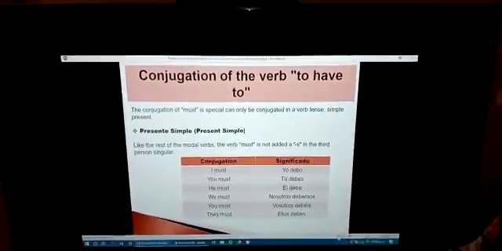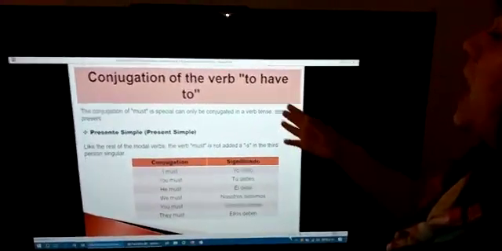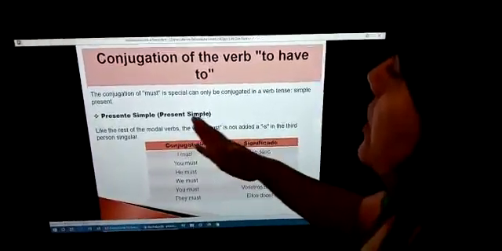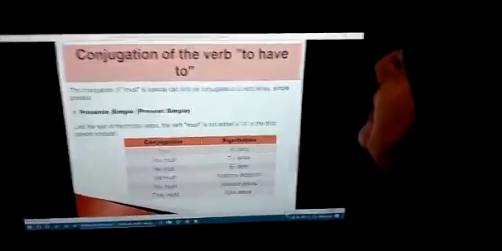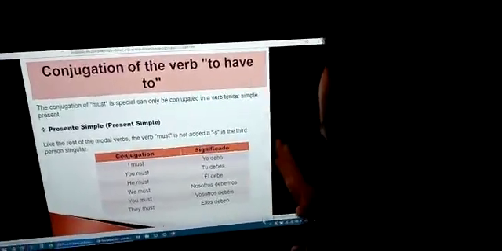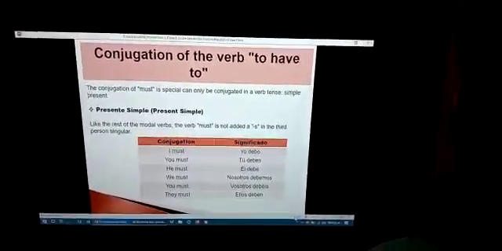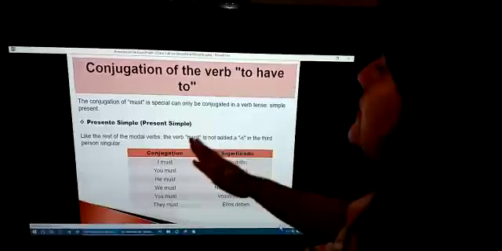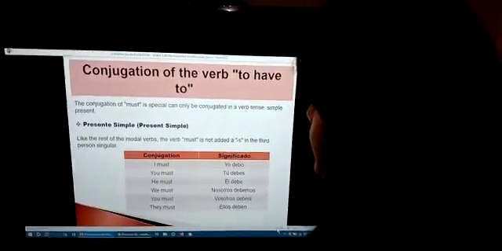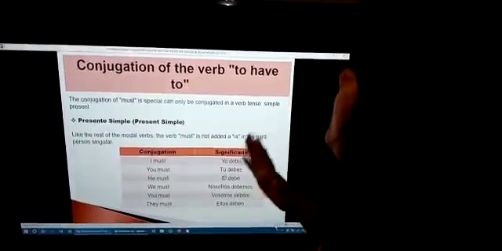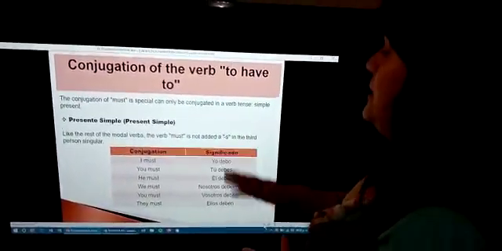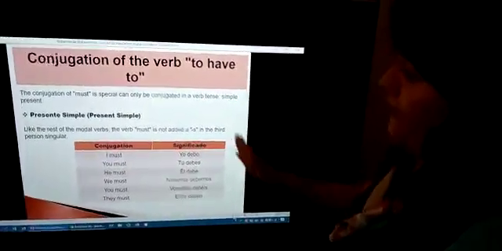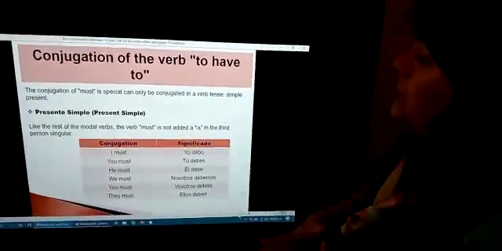Conjugation of the verb to have to. How to use to have to? Look, the conjugation of must as an expression can only be conjugated in the simple present tense, okay? Simple present is like the rest of the modal verbs. The verb must does not take an s in the third person. How to use the conjugation?